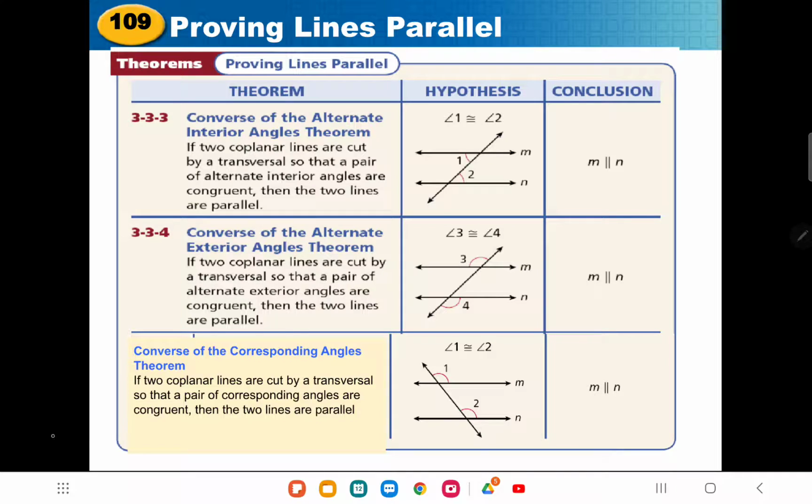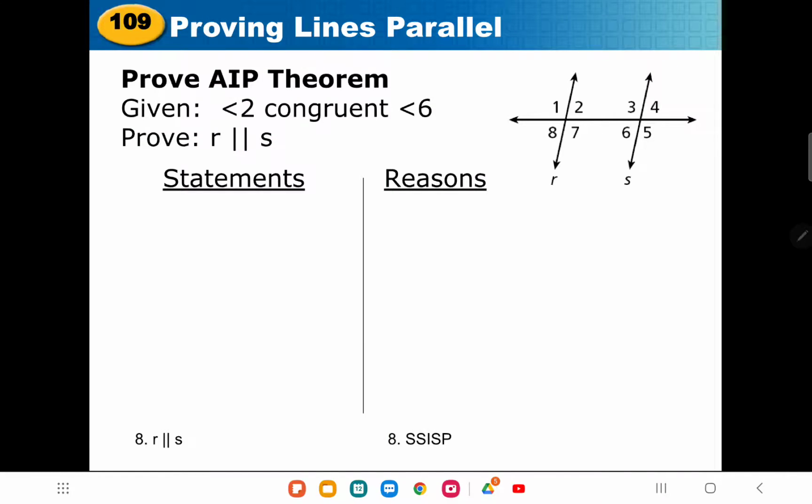All right, let's look at proving one of these theorems. Let's prove the alternate interior angles theorem. We're given that angle 2 is congruent to angle 6, and we want to prove that R is parallel to S. We'll start with angle 2 being congruent to angle 6. That is, of course, given.